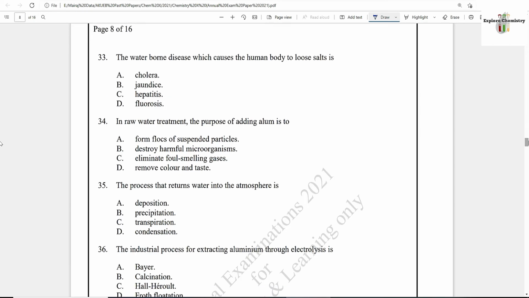Number 33. The waterborne disease which causes the human body to lose salts is cholera, not jaundice, not hepatitis, not fluorosis.